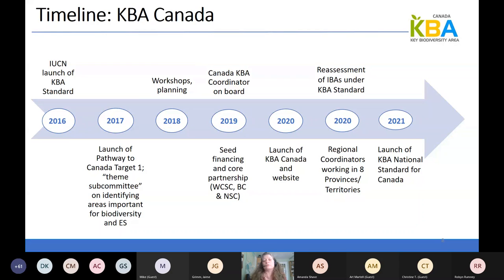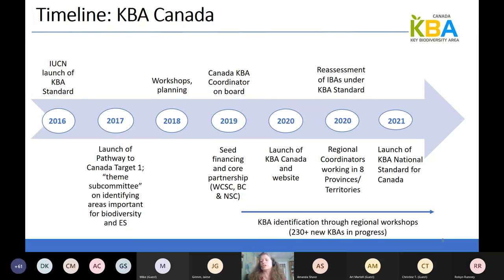One of the best events was to bring on the KBA coordinator, Kira Rautsep-Hearn, who leads the KBA identification process, and the secretariat, which WCS leads. And then we also seeded financing and core partnership between WCS Canada, Birds Canada, and NatureServe Canada, the latter two of whom are in charge of the databases and are part of the management structure. In 2020, we launched more officially. That's when people started understanding what this is a little bit more. And then we've been focusing most intently on the identification process through 2020 and now. And during all of this time, we were putting together the KBA national standard, which is what we're targeting in our conversation today.